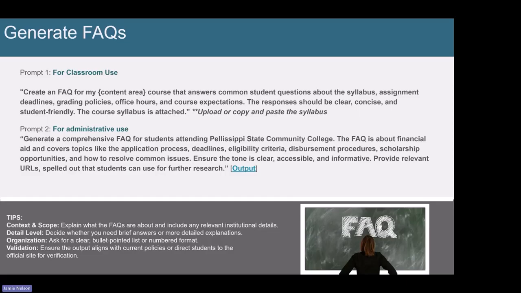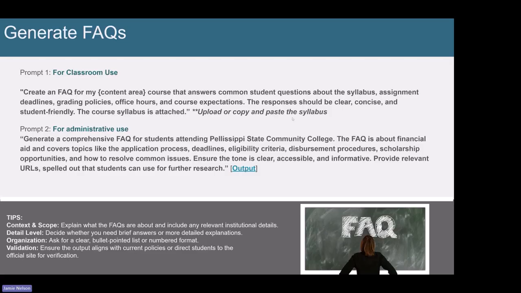For administrative use, you can generate a comprehensive FAQ for students attending Pellissippi State Community College. So this one was a lot of fun, and I'm going to show you what the output looks like. So I pulled one of our colleges and I put it into this example. You plug in your college. The FAQ is about financial aid and covers topics like the application process, deadlines, eligibility criteria, disbursement procedures, scholarship opportunities, and how to resolve common issues. Ensure the tone is clear, accessible, and informative. Provide relevant URLs spelled out so that students can use them for further research.